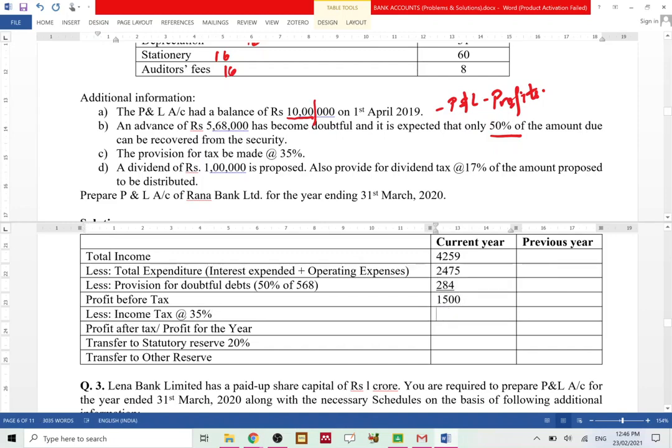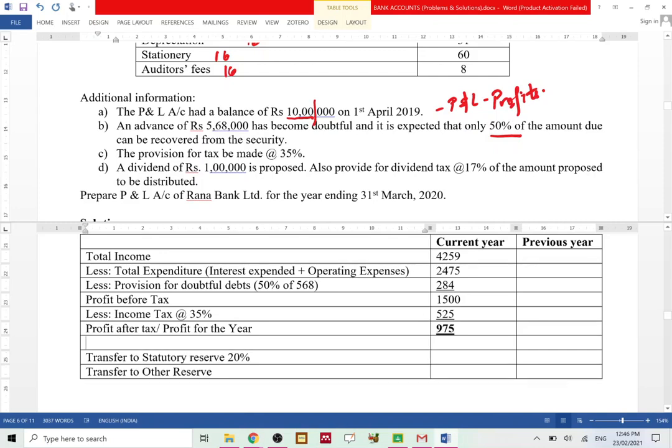is rupees 525. Okay, and after minusing this income tax, the balance amount, or what we call the profit after tax or profit for the year, is 975. All right. So this is the profit that we have earned during the year.